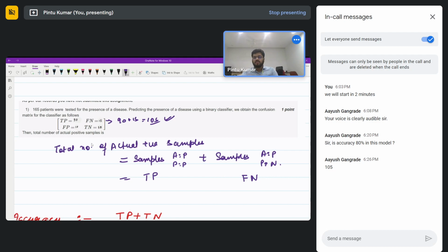The sum of the first row gave you the total number of actual positive points. What would be the sum of the second row? The second row would give you the sum of actual negative samples. What would be the sum of the first column? The first column would give you the total number of samples that were predicted to be positive. Not the actual number of positive points, but the total number of points predicted to be positive. And similarly, this would give you the total number of points predicted to be negative. Any doubt?